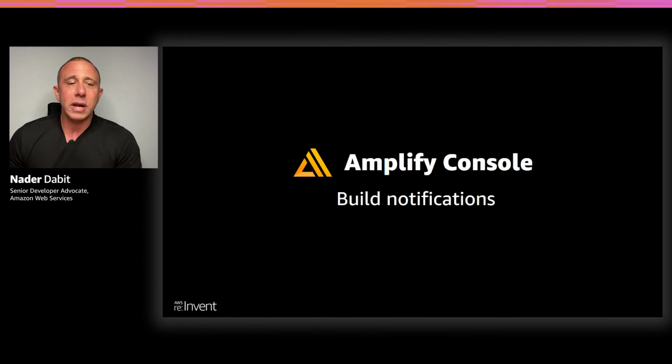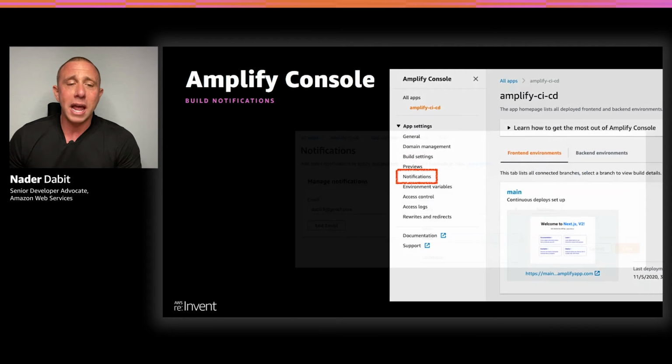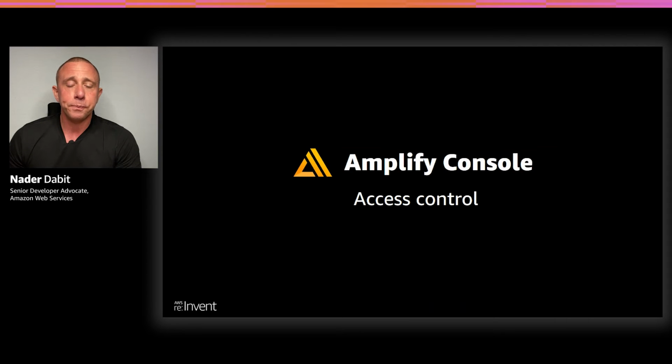Amplify Console also enables build notifications pretty simply. For instance, you might want to have notifications on when a build succeeds or a build fails. Pretty simple to set up. You go into the options and you configure this, and you can have different settings based on different branches as well. And then finally, access control.